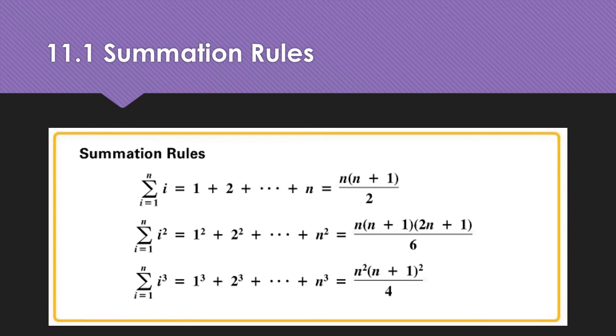For the second one, if you have a square, the formula is a little bit different, a little more complicated. This time you've got n times n plus 1 times 2n plus 1 over 6. But that will add a series of numbers that have been squared. And then cubed, you have a different formula there, n squared times n plus 1 squared over 4.